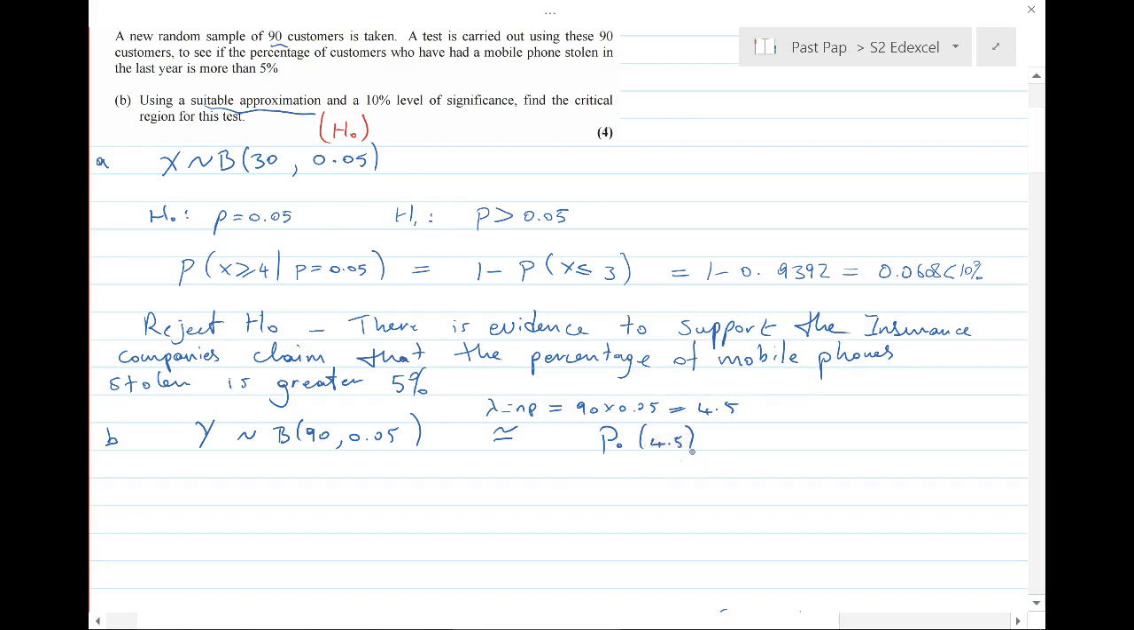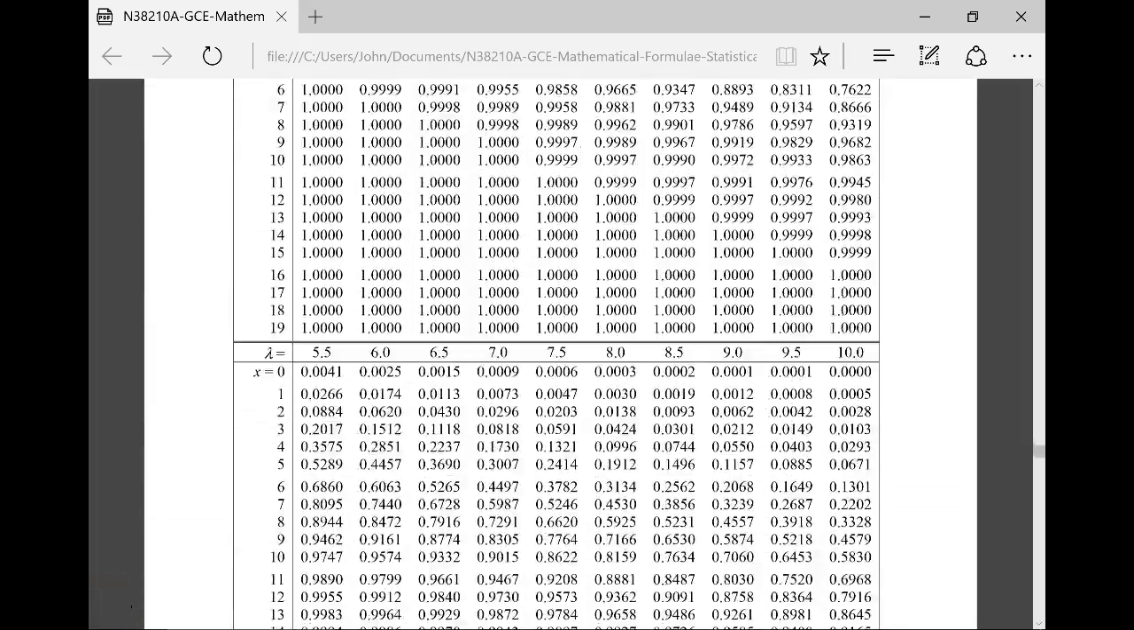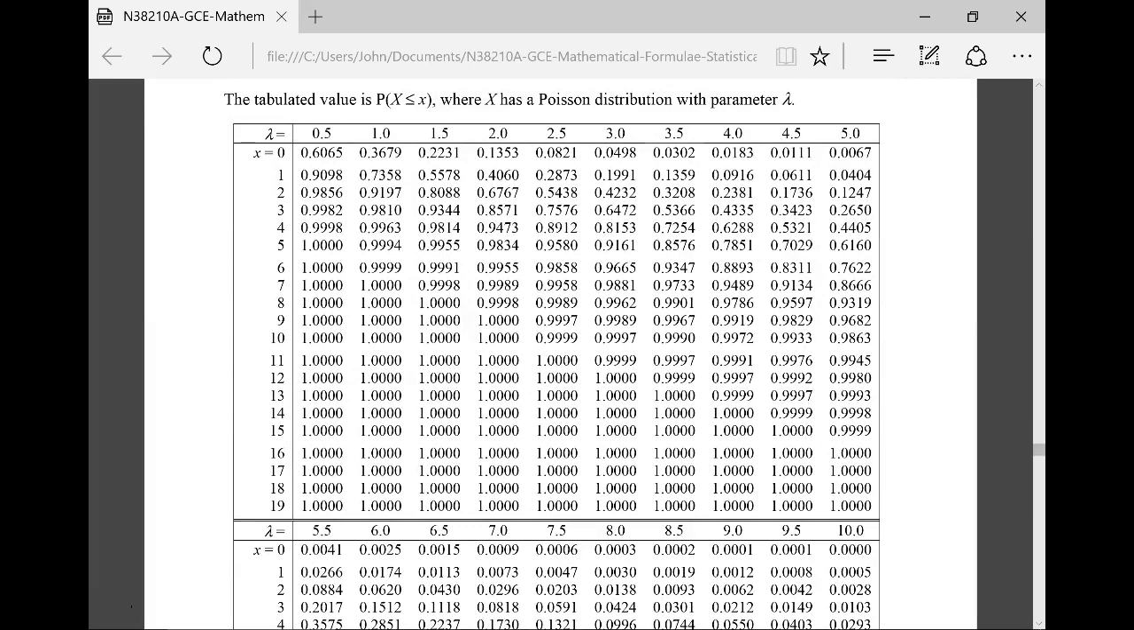Okay, and it wants us to find the critical region now for a 10% test, but it is still a one-tailed test with the alternative saying it's more than 5%. So it's still one-tailed test, with H0 being p equals 5%. So we only have to look at the upper tail. So I'm going to go back to tables, find the Poisson and look around numbers which would be close to our 10%. So there's our binomial from before. Let's get to the Poisson tables. We're looking for 4.5.